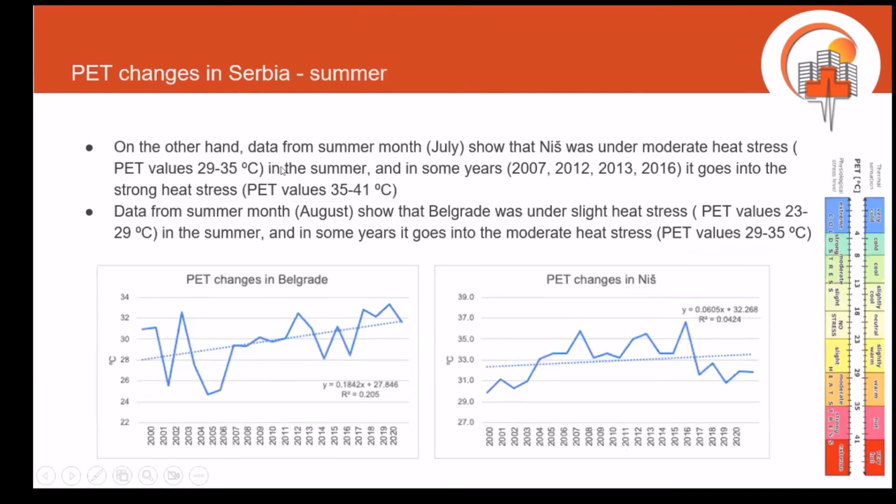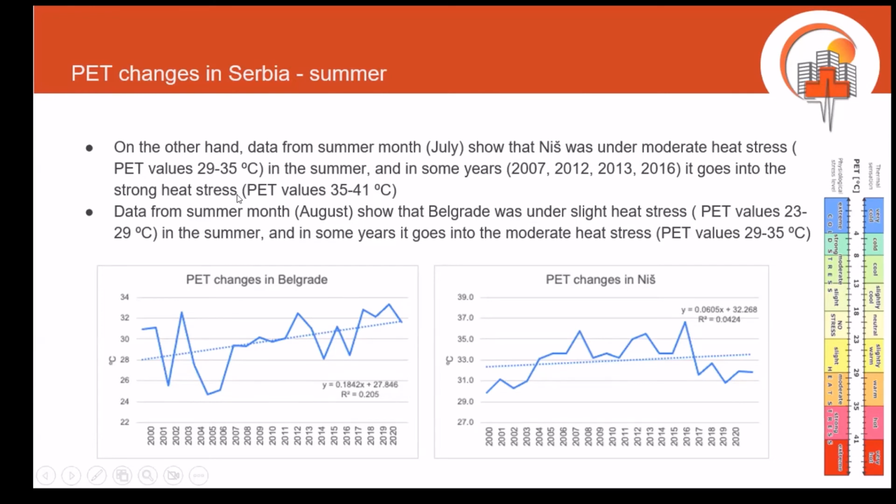What happens in summer? In the summer months, in this case July and August, we had that most of the time we had moderate heat stress. What does it mean? That the PET values were between 29 and 35 degrees. Here we have moderate heat stress. And what does it mean? That our thermal sensation is warm. We actually had some years, 2007, 2012, 2013 and 2016, that go into strong heat stress.